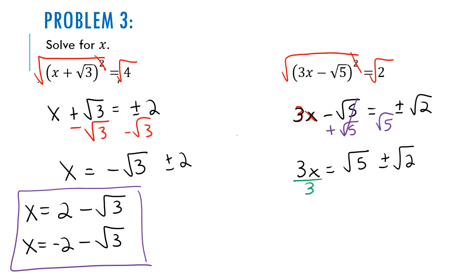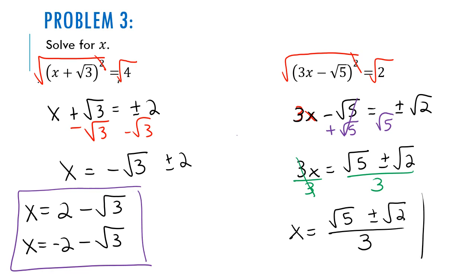And we're going to divide both sides by 3. So we are going to be left with the answer x equals the square root of 5 plus and minus the square root of 2 over 3. And there's nothing else you can do to that problem unless you want to get the decimal, which is not necessary.